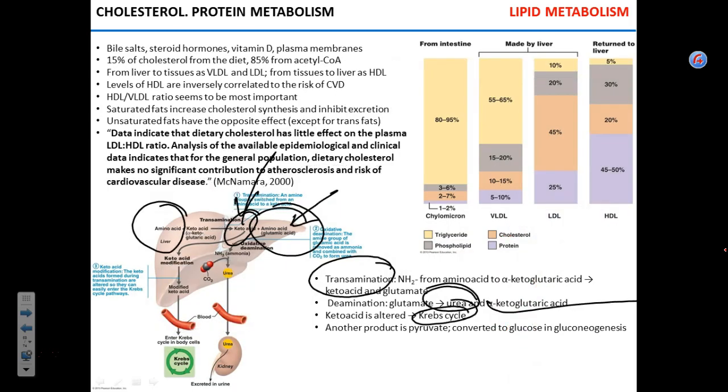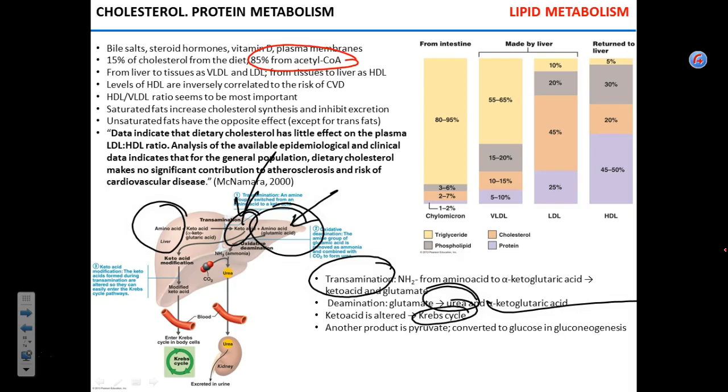Now, cholesterol. Cholesterol is critically important for your body. It's a part of the membranes. It is the source for vitamin D synthesis. It is the precursor for all your steroid hormones, from aldosterone to cortisol. And you know what's interesting? You make 85% of cholesterol from acetyl-CoA, which means only 15% of the cholesterol that you need comes from the diet.